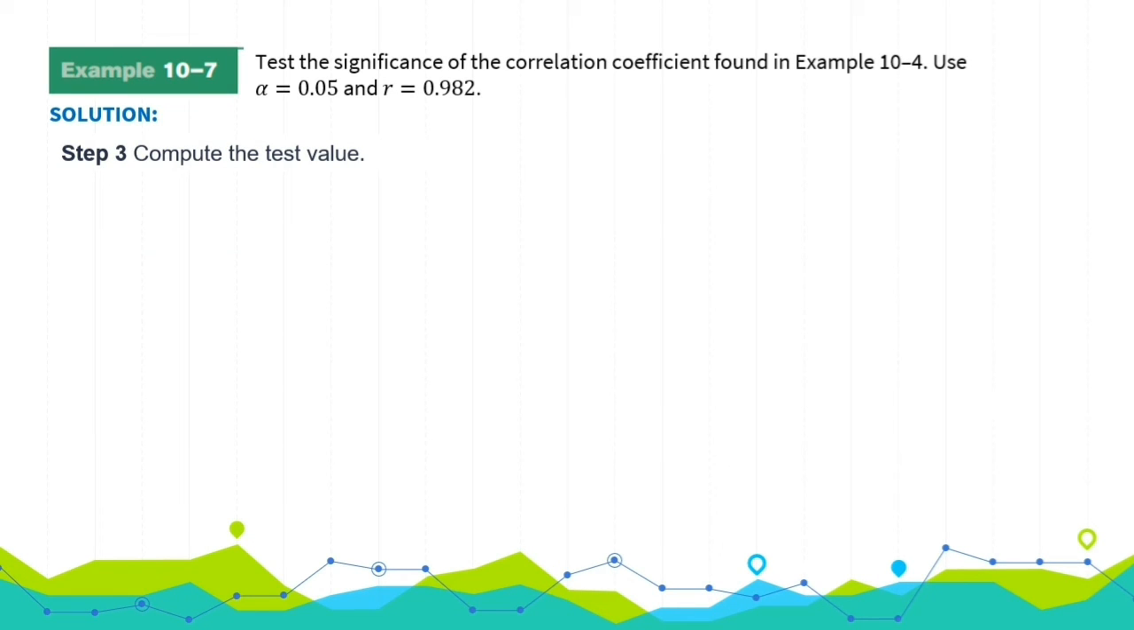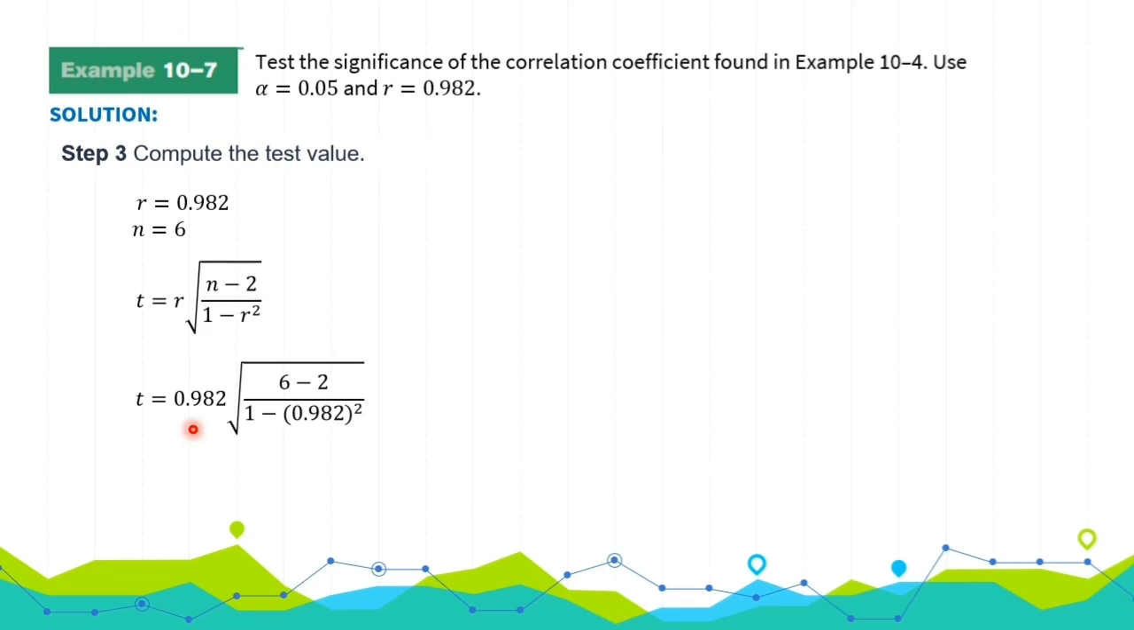For our step 3, compute the test value. So we have r equal to 0.982, n equal to 6. Substituting in the formula for the t-test for the correlation coefficient, t is equal to r multiplied by the square root of n minus 2 divided by 1 minus r squared, which is equal to 0.982 multiplied by the square root of 6 minus 2 divided by 1 minus 0.982 squared. And our test value is equal to 10.4.